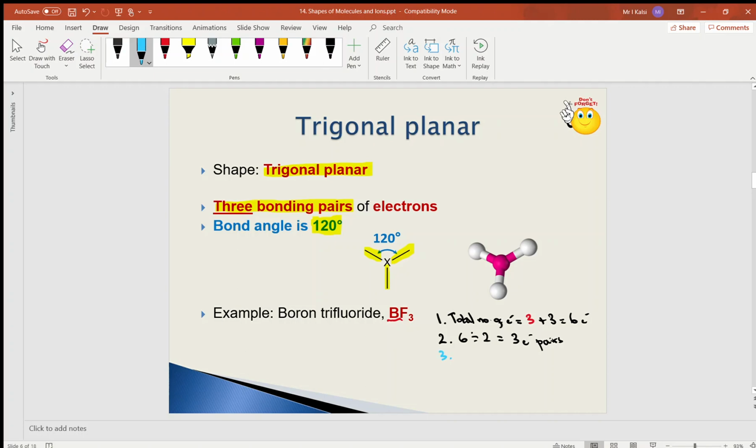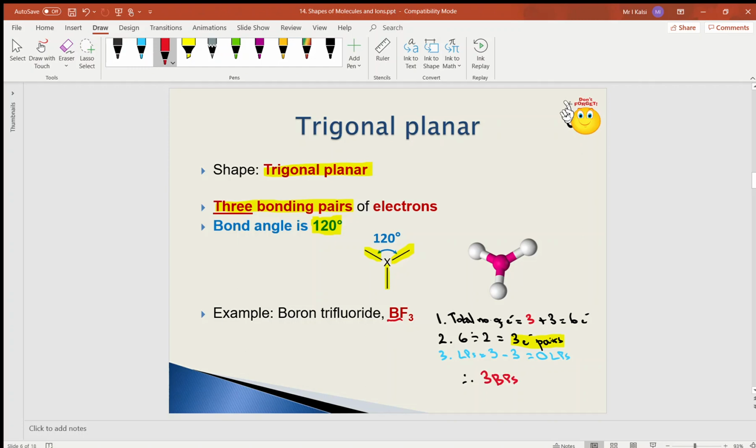So our next step is to work out the lone pairs, which is take the answer which we've got, which is 3, and take away the number of atoms around the central atom. Well, we've already worked out that boron's our central atom and there are 3 fluorines around it. So 3 take away 3 will give us 0 lone pairs. So therefore our conclusion is out of these 3 electron pairs, all of them must be bonding pairs. So therefore we have 3 bonding pairs of electrons.